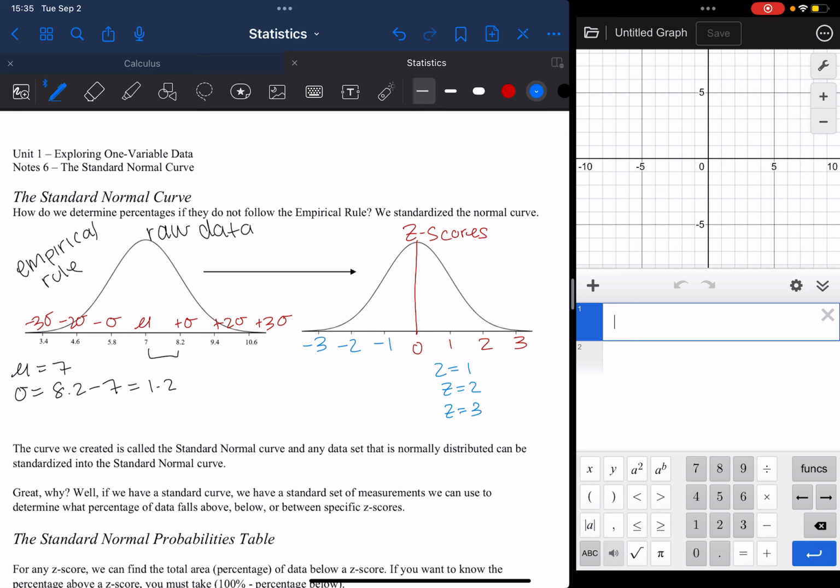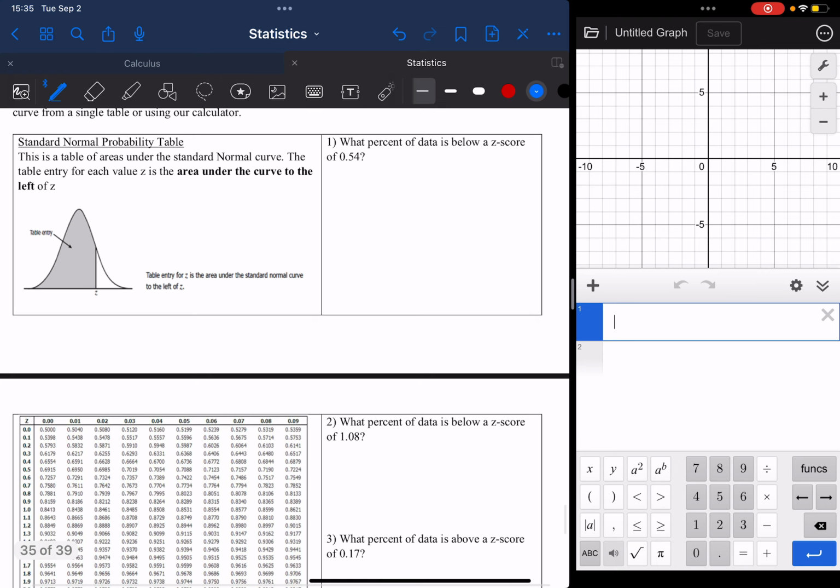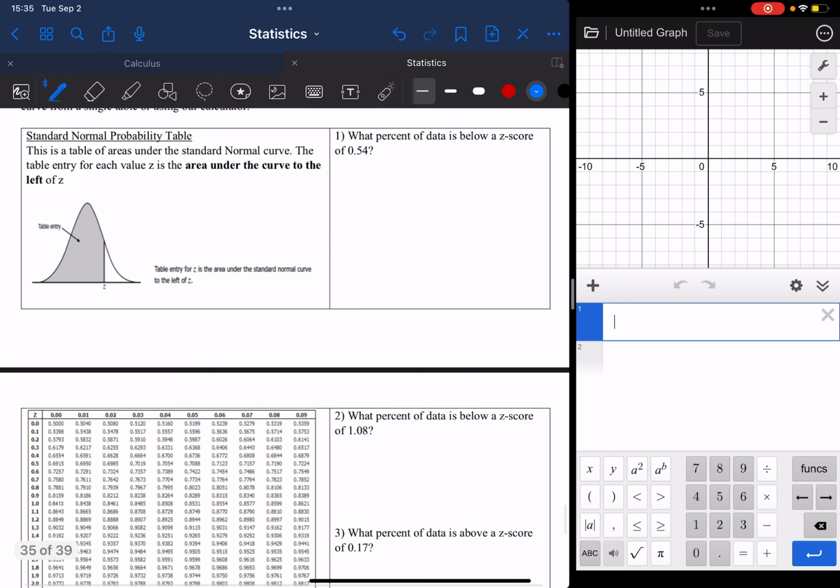And then the same applies here. Okay. So we can do that one of two ways. We could use the standard normal probability table in order to find the area under the curve left of z. Okay, so notice in this diagram of the table, we have everything shaded to the left. That is telling us we are trying to find the percent of data that is below that z-score.